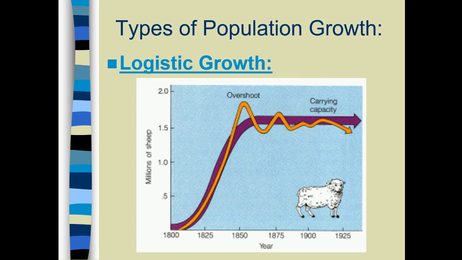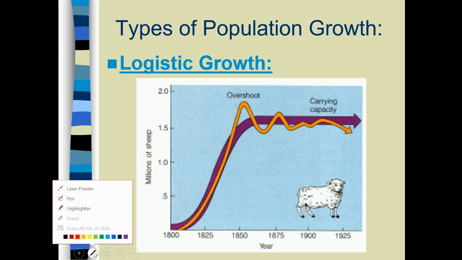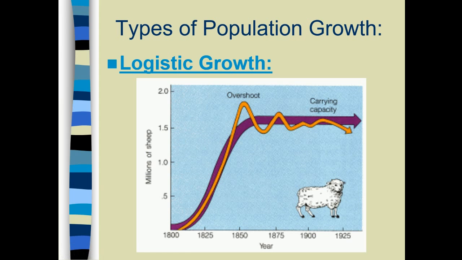So let's take a look at this graph of the sheep. And I like the orange line a little bit better because that's a little bit more realistic. You can see that this population of sheep in the beginning started off with some exponential growth, and they grew rapidly here. And then you notice they got a little bit too high, a little bit more than that area could really hold, looks like at about 1.8 million sheep. There wasn't enough food or enough space for that many sheep to live in the area.